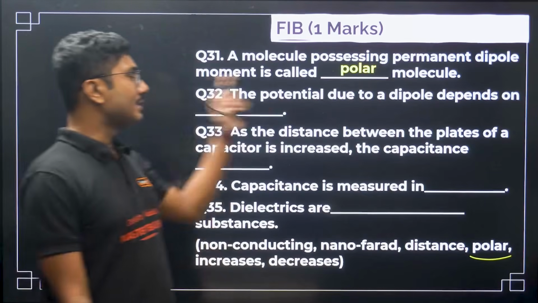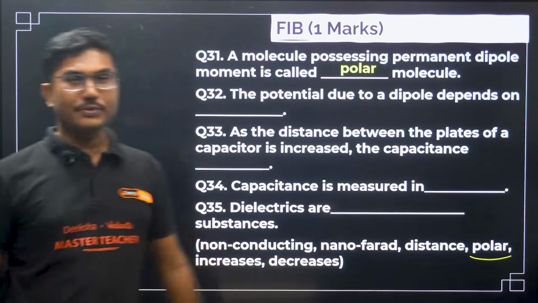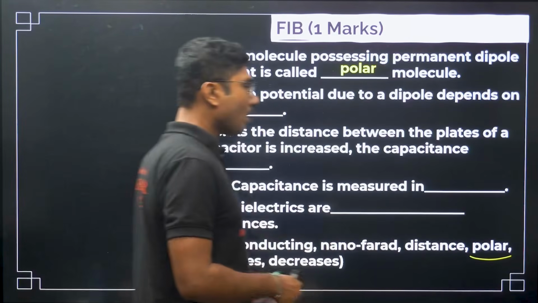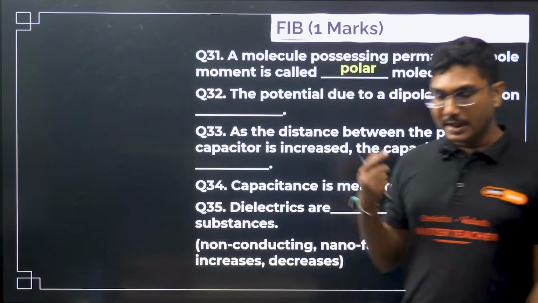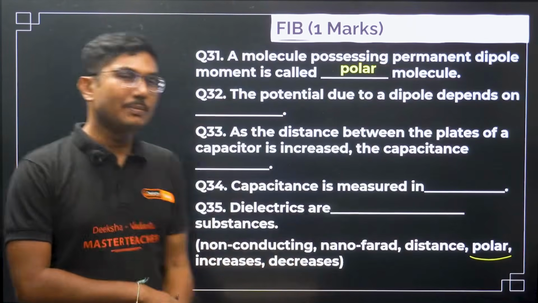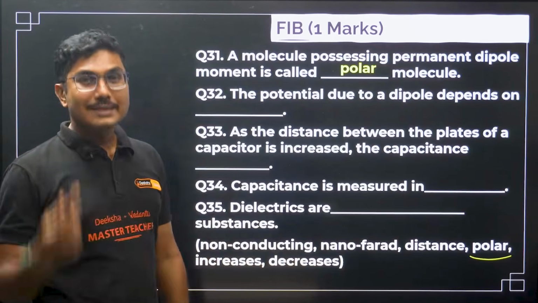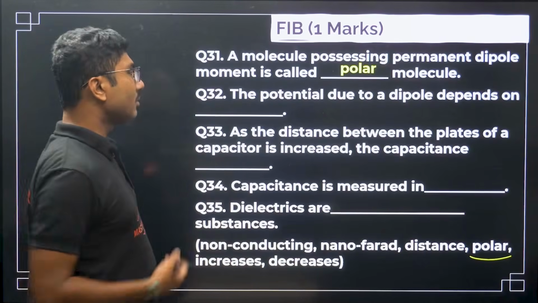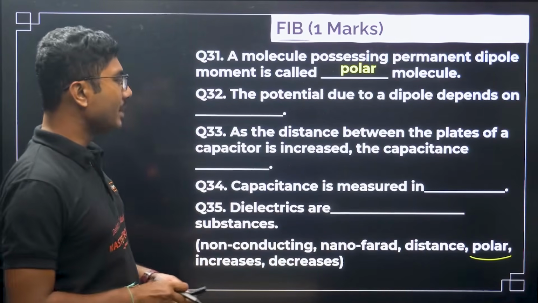So whenever you answer, try to mark it in the question paper so that you know this option is already taken. And remember that one option can only be used for one of the fill in the blanks. Multiple fill in the blanks cannot have the same answer. The potential due to a dipole depends on dash. Potential due to a dipole depends on.